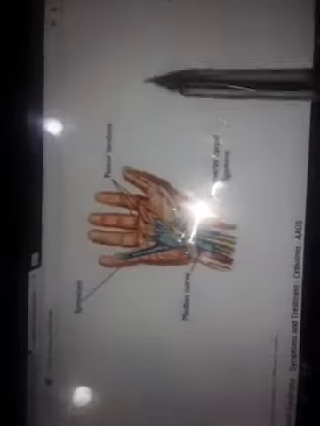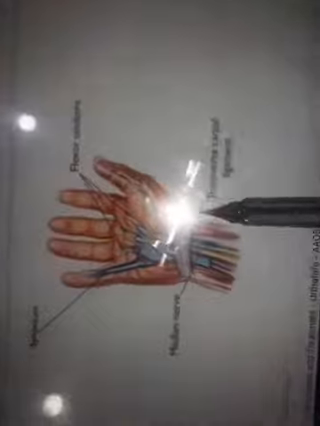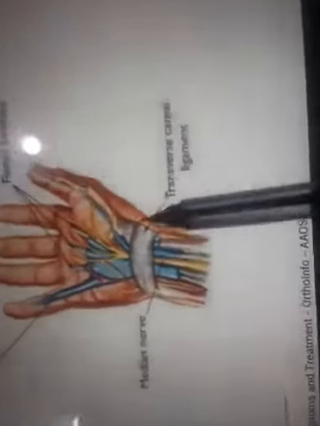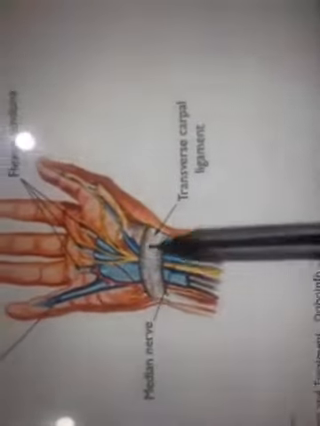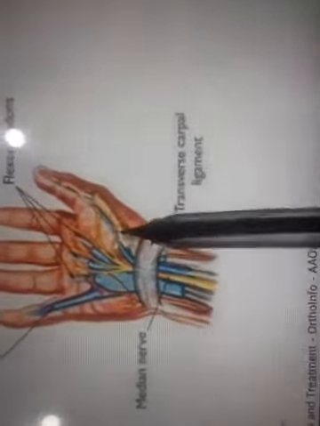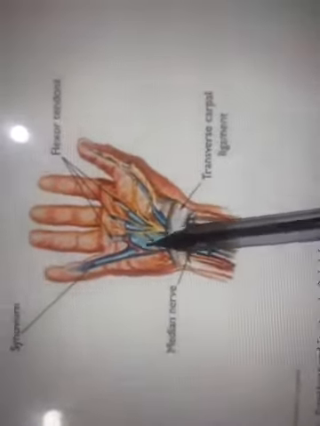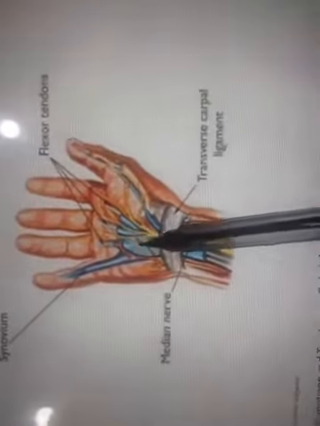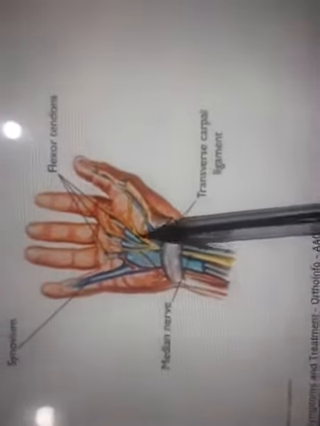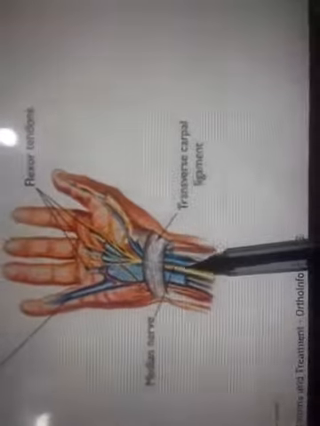So this is the carpal tunnel. This is the transverse ligament. As I said, it covers the structures. This is the tendon sheath, and these are our nerves. This is the median nerve, the very important nerve.